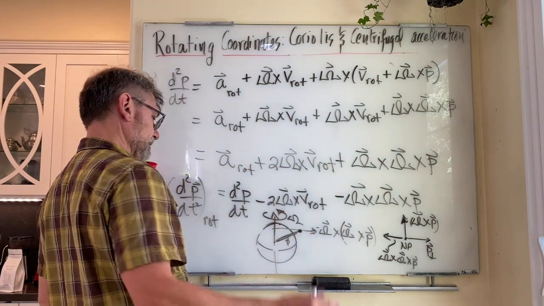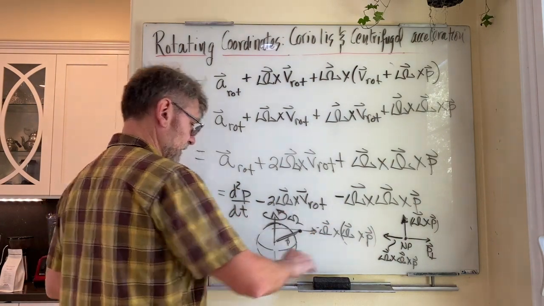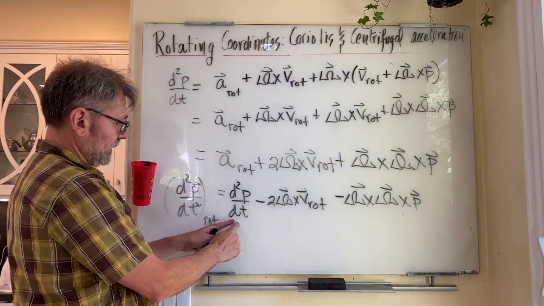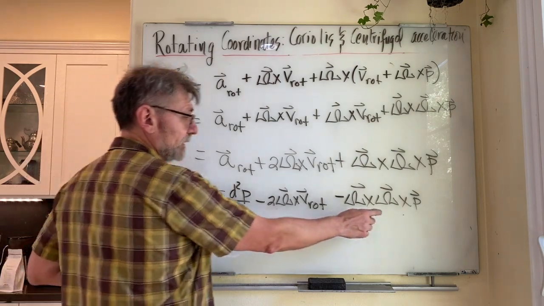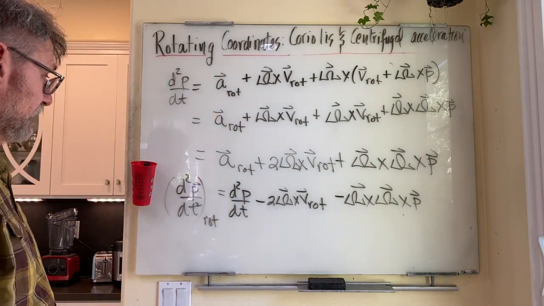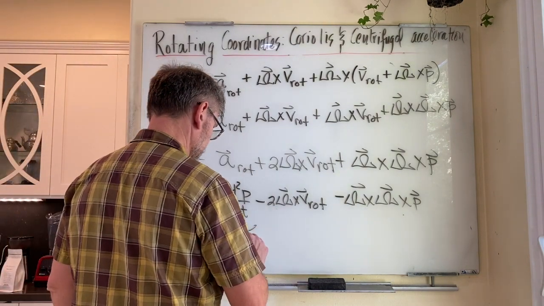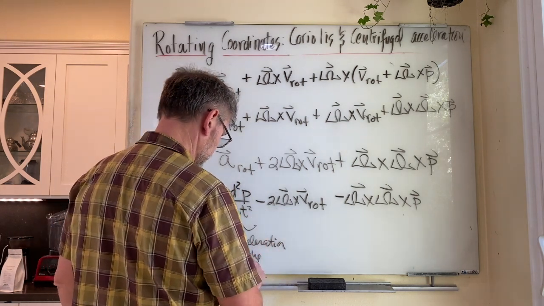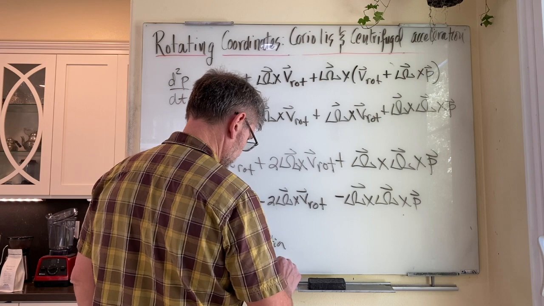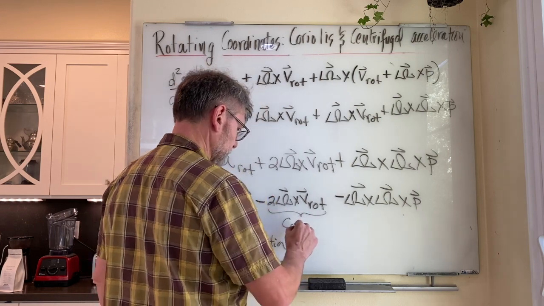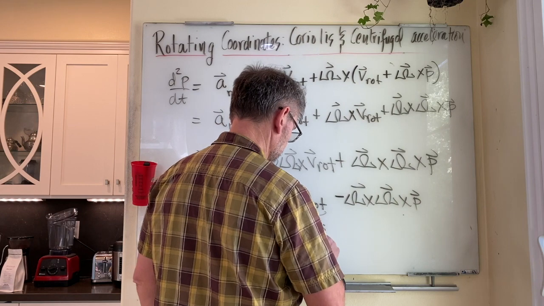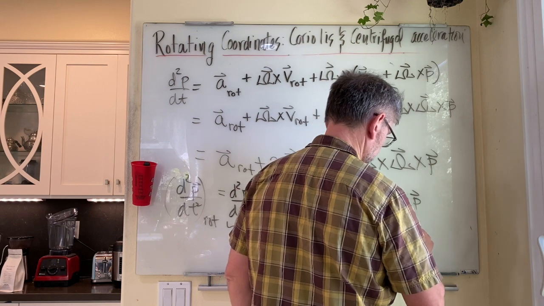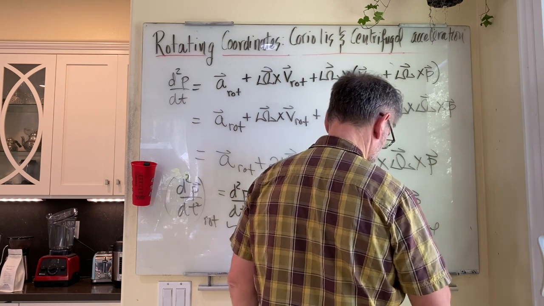Centrifugal, Coriolis, acceleration in an inertial frame. So if I apply Newton's second law, it applies to this one. If I want to apply it to this one, I'll have these extra acceleration terms that I have to take into account. So this is the acceleration in the inertial frame. This one is the Coriolis acceleration, and this one is the centrifugal acceleration.